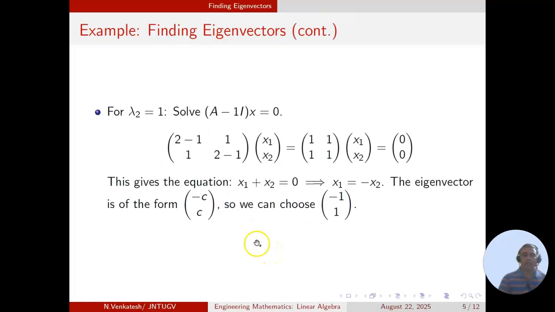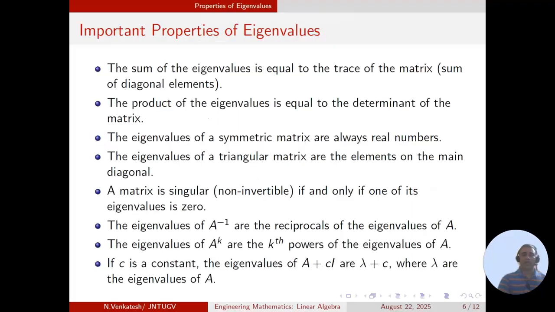Similarly, if you substitute lambda 2 equal to 1, again we get two identical equations, x1 equal to minus x2. Then if you choose some c, it will be of the form minus c, c, or c, minus c. So you can have minus 1, 1, minus 2, 2, or 1, minus 1, and so on. Infinite solutions exist for this case also. This is how one can find the eigenvectors.